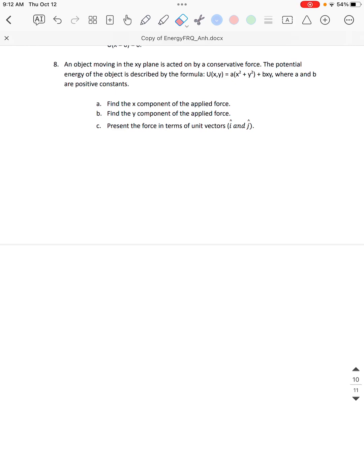So for problem number 8, we've got an object moving in an XY plane. So here we're going back to learning about multiple dimensions. Here we have a two-dimensional equation, and we have to find the x component of the applied force and the y component. So what I'm going to do here is take this equation and distribute the A, and it'll help me identify what parts go into the x component and the y component.